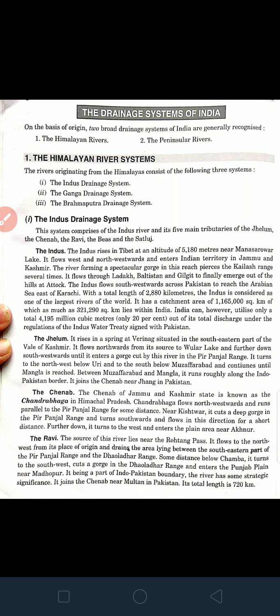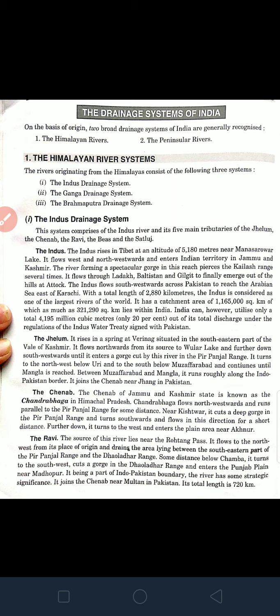Between Muzaffarabad and Mangla, it runs roughly along the Indo-Pakistan border. It joins the Chenab near Jhang in Pakistan. Then the Chenab River, the Chenab of Jammu and Kashmir state, is known as the Chandrabhaga in Himachal Pradesh. It originates in Himachal Pradesh and is known as Chandrabhaga there.